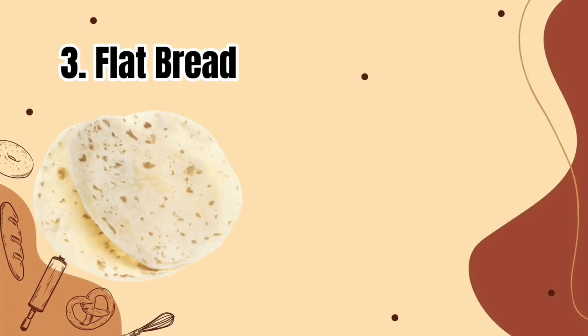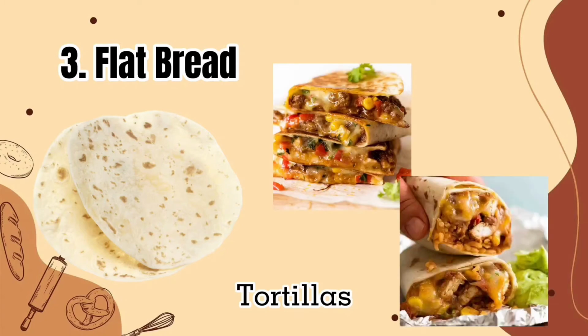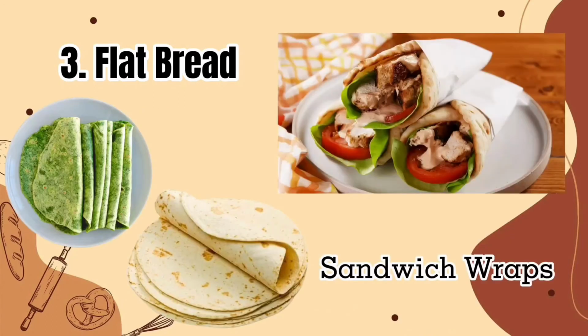Number 4, tortillas. Unleavened round cornmeal breads baked on a hot stone. Sizes range from 6 inches to 14 inches or larger, preferably used for quesadillas and burritos. And number 5, sandwich wraps. It's either whole wheat or spinach flavored.